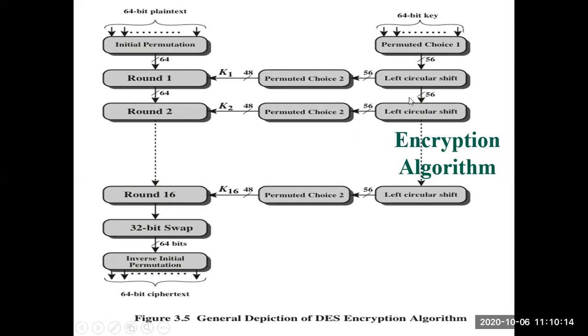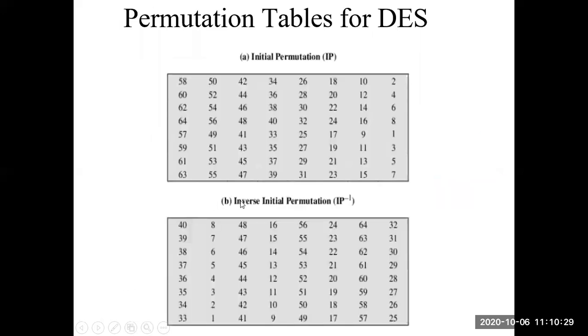Again, after this, the data will pass through the second round left circular shift, after which PC2, the second permutation, gives again a 48-bit second round key. Like this, it will continue and generate round keys for the 16 rounds.